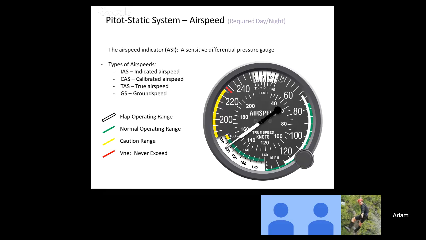The yellow range, caution range, is defined as the airspeed range for which you can operate the aircraft, but only in non-turbulence conditions or smooth conditions. If you are operating, say, at 200, in this case it's miles per hour, 200 miles per hour on this airspeed gauge, and you begin to encounter even moderate turbulence, you will slow the aircraft down to below 180 miles per hour. And of course, the never exceed speed is an aircraft manufacturer defined airspeed which you cannot exceed. Otherwise, you risk structural damage to the aircraft.